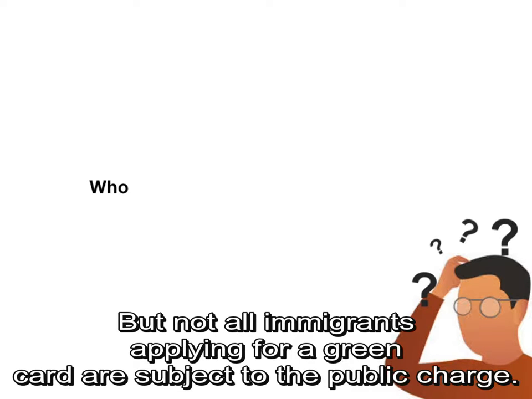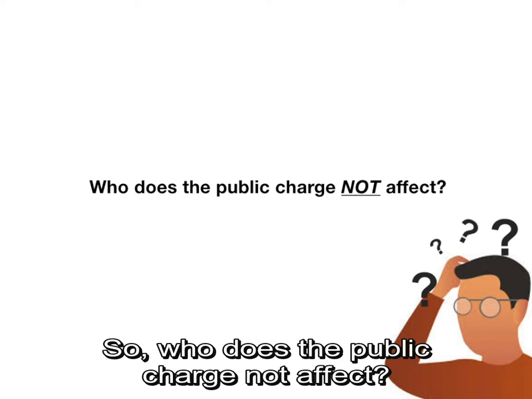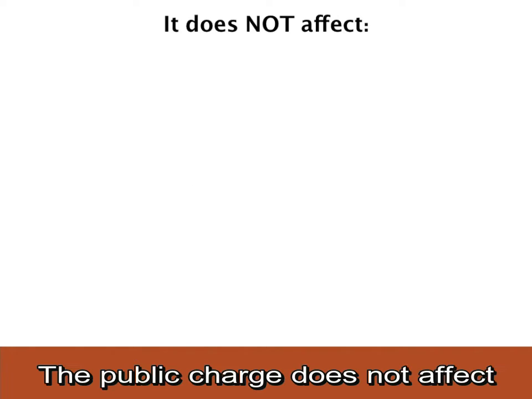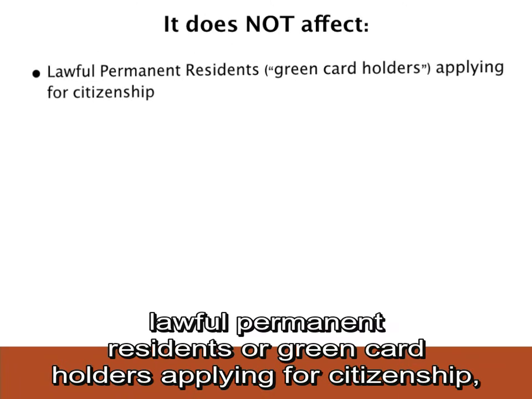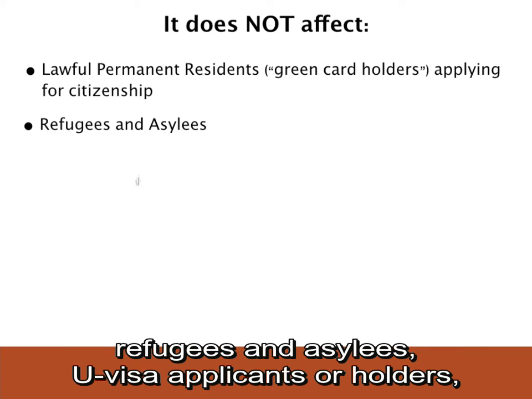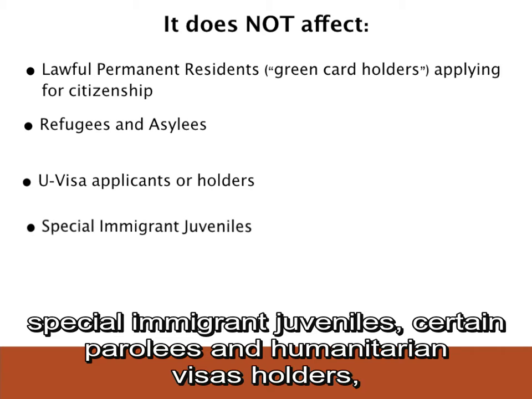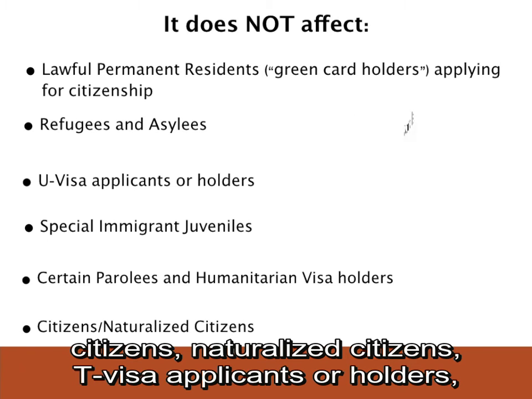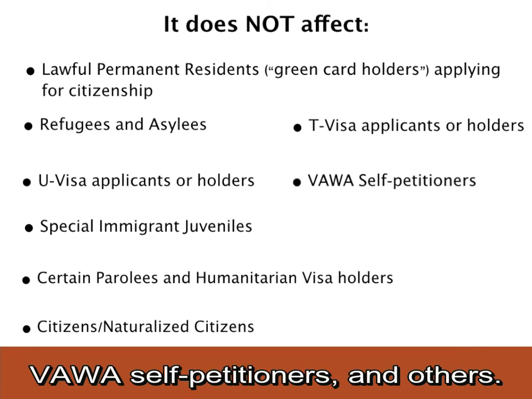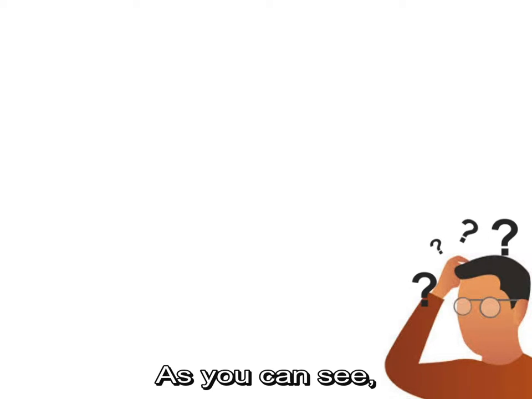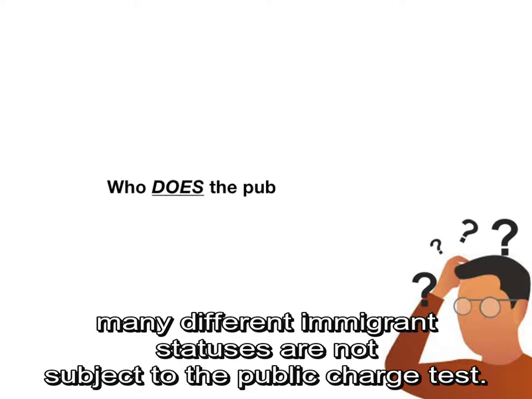But not all immigrants who are applying for a green card are subject to the public charge. So, who does the public charge not affect? The public charge does not affect lawful permanent residents or green card holders applying for citizenship, refugees and asylees, U visa applicants or holders, special immigrant juveniles, certain parolees and humanitarian visa holders, citizens, naturalized citizens, T visa applicants or holders, VAWA self-petitioners, and others. As you can see, many different immigrant statuses are not subject to the public charge test.